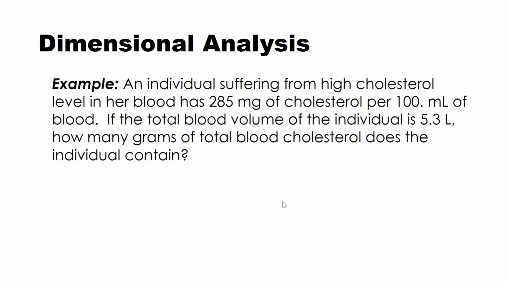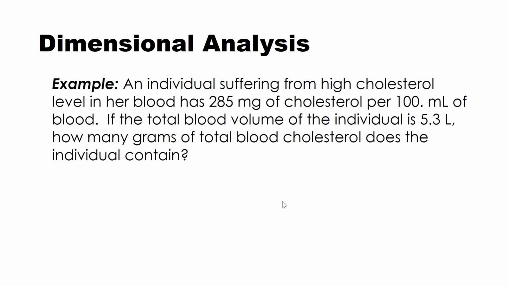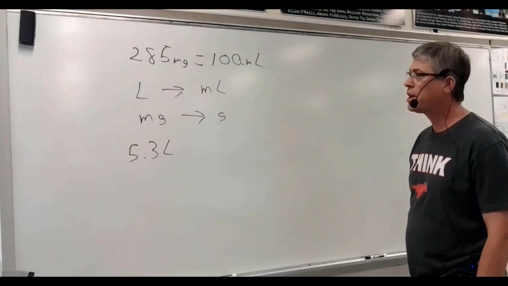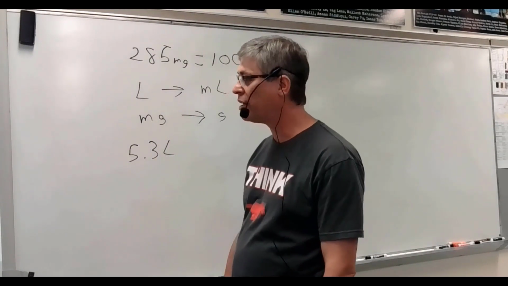Okay, before we flip over to the whiteboard and start solving this problem, I would like to point out anytime you're reading a word problem and you see the word per, I want you to think conversion factor. So in this case, 285 milligrams equals 100 milliliters of blood. That is a conversion factor that will allow us to go between the mass of the cholesterol and the volume of blood.